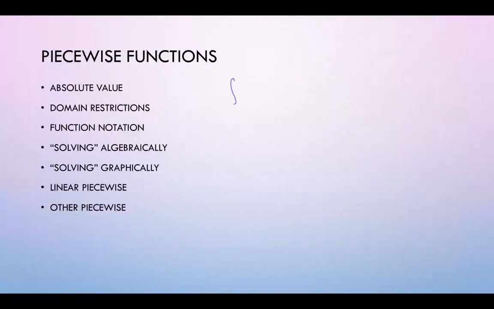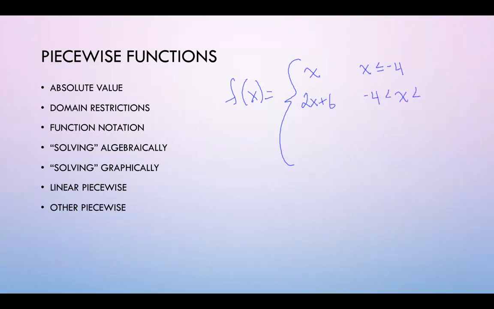So I could have something like f of x equals, and I could have several things going on here. I could say it's x, where x is less than or equal to negative 4. It could be 2x plus 6, where negative 4 is less than x is less than 8. And then it could be negative 1/2 x, where x is greater than or equal to 8, right? So it's not including it.